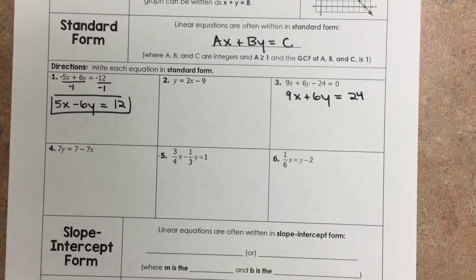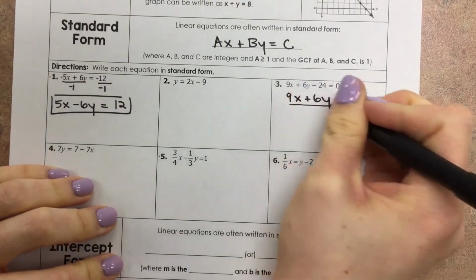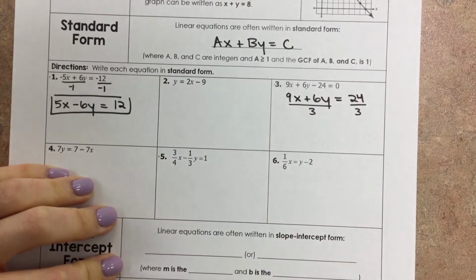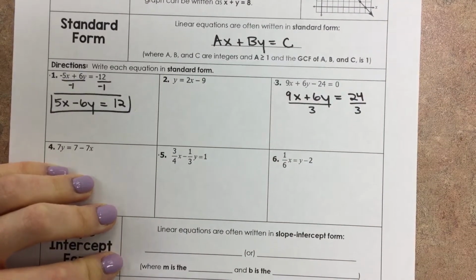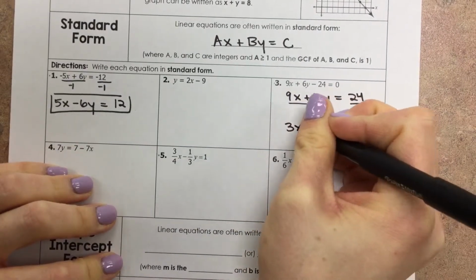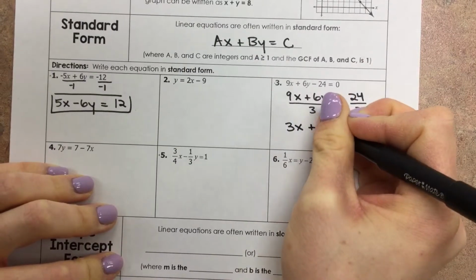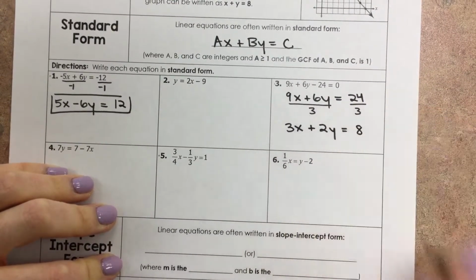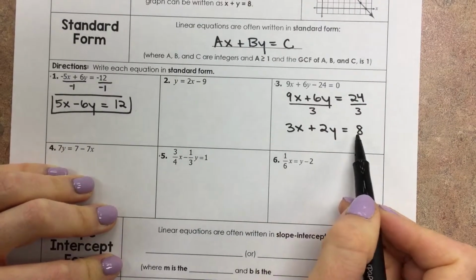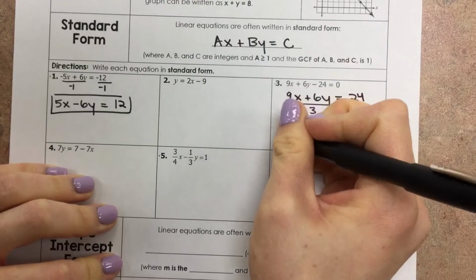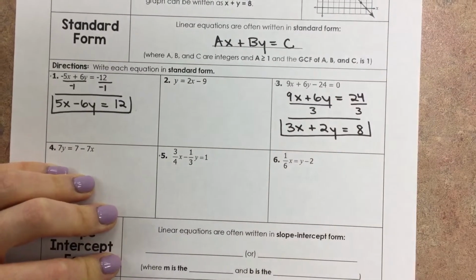So 9, 6, and 24, we can divide all the terms on each side of the equation by 3. As long as you do the same thing to both sides, reduce the whole equation down. So 9 divided by 3 is 3 times x plus 6 divided by 3 is 2 times y equals 24 divided by 3 is 8. All right, so now it's completely reduced, still in the right order, still integers, leading term is still positive, so that means that this is our final equation.